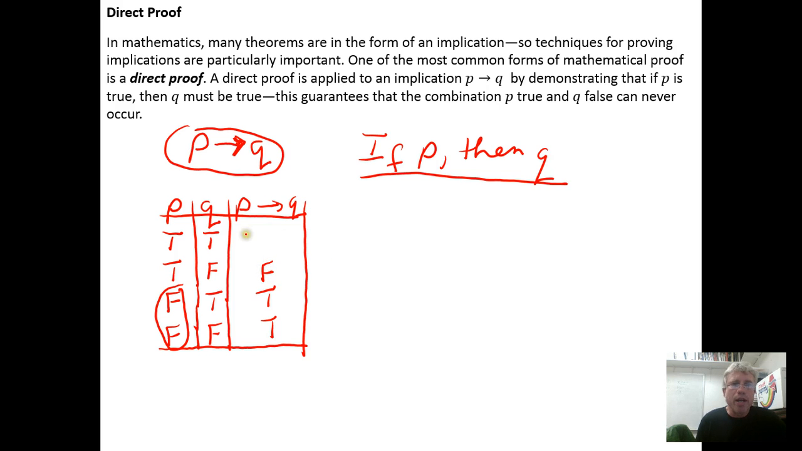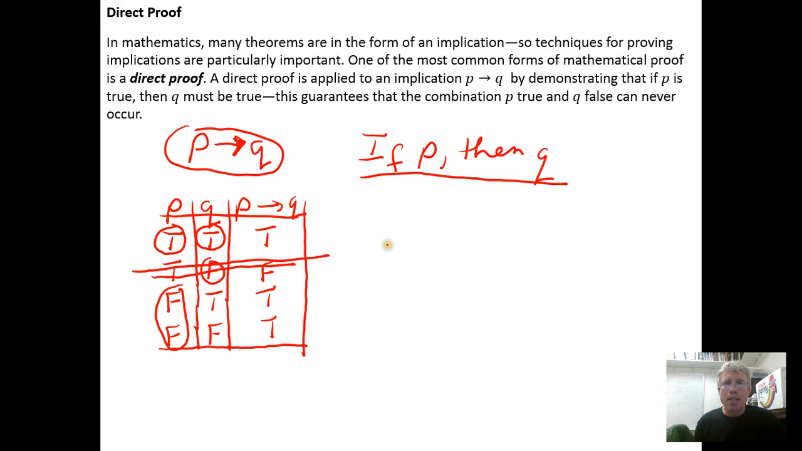We do know that if P is true and Q is false, we get a false statement. So what we do in a direct proof is we assume that P is true, and we show that if P is true, Q must be true. And if P true implies that Q must be true, then we get a true statement. If P true means that Q can't be false, then we don't have to worry about the second row of the truth table happening, and we wind up with a truth table that has only true values in it for the implication P implies Q.